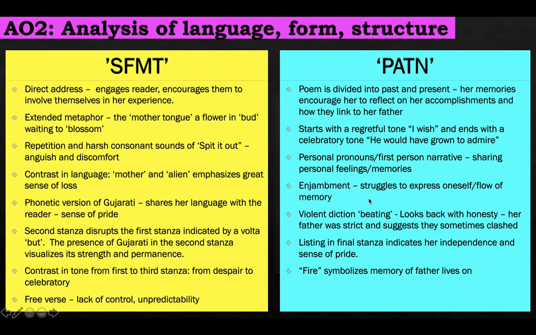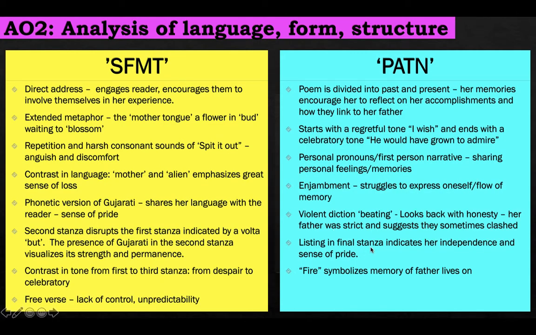Violent diction, for instance, "beating". She looks back with honesty. Her father was strict and it suggests they sometimes clashed. You might talk about the effect on the reader there, that does it give her credibility? She's sharing really personal memories, and they're not all nice, shiny memories. She's really quite honest in her writing.